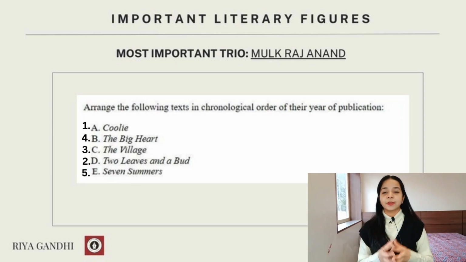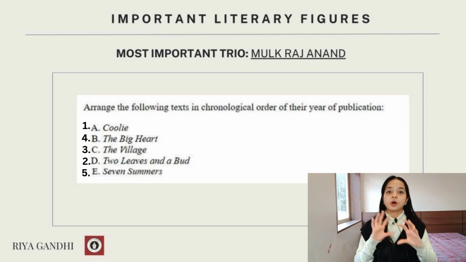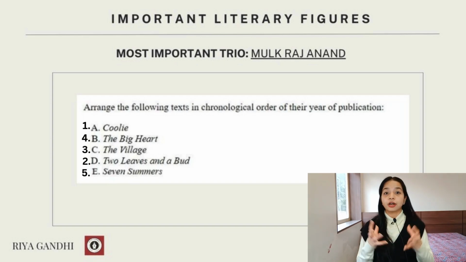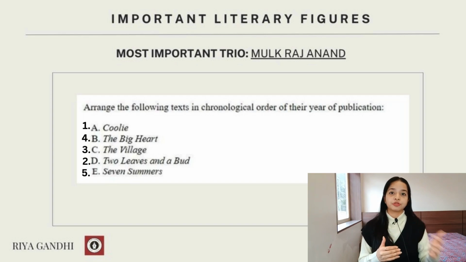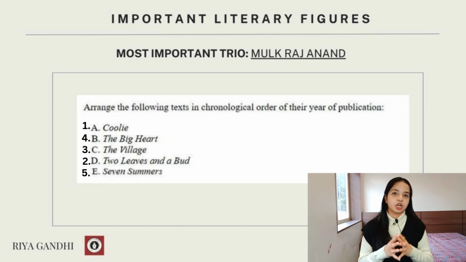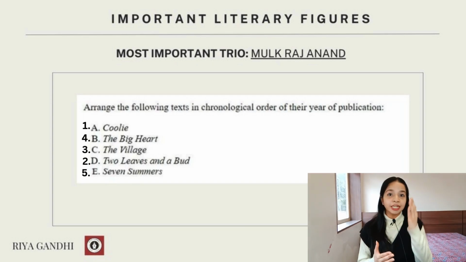Having said that, these were the questions related to the important trio of Indian English literature. Please make sure that whenever you are preparing for your Indian English literature section of UGC NET English exam, you do take into consideration their works, the chronology of their works, the years in which they were published, at the same time the characters of each and every work, because a question related to any of these writers and their works will be asked in any UGC NET English exam you take.